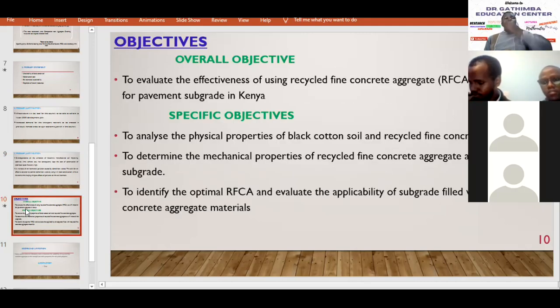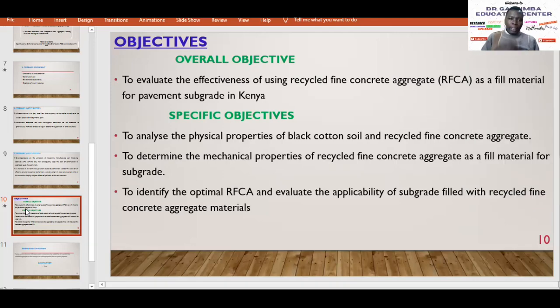Slide number 10. Now that we have looked at the performance, the overall objective is always very close to almost the same as the topic. So you can refine that. Instead of saying to evaluate the effectiveness of using concrete aggregate, we talked of either you say concrete fine aggregate or recycled concrete fine as fill material. Yes. And then you can say to investigate the performance. Okay, I think being an overall objective it is okay.